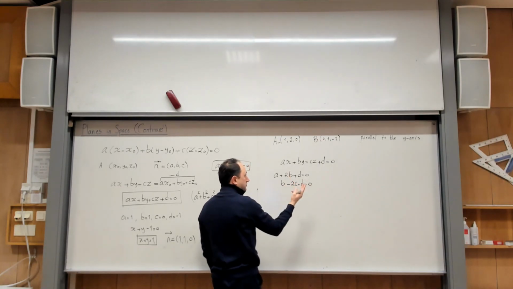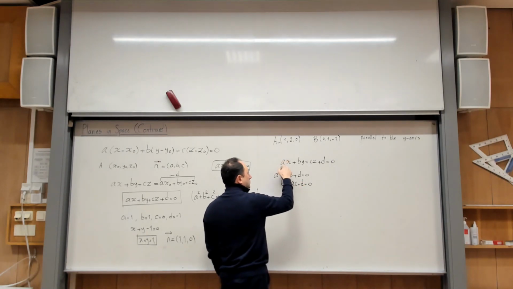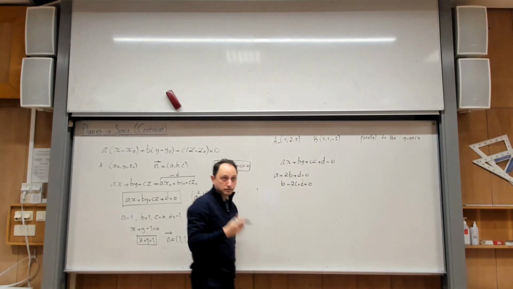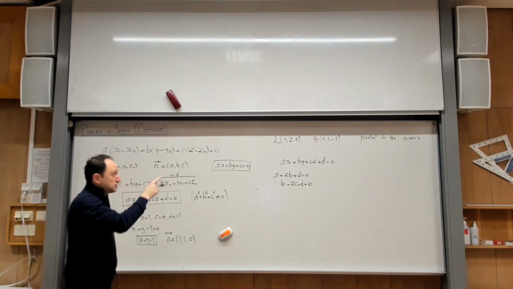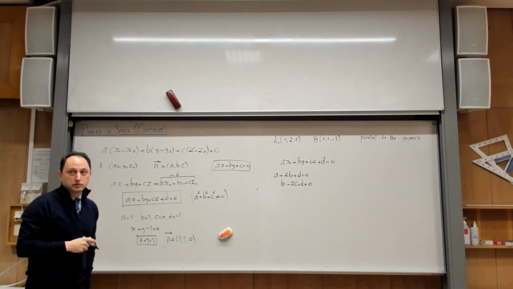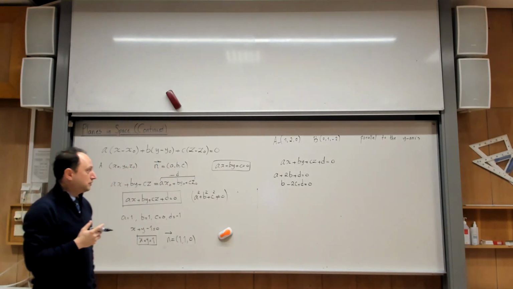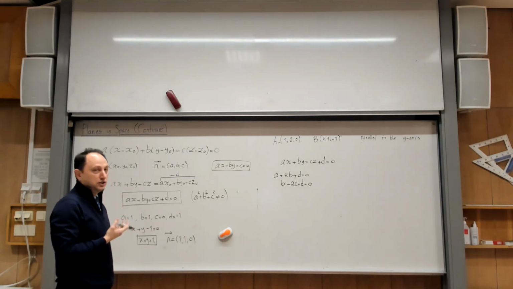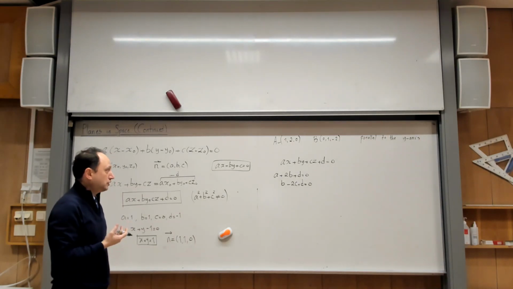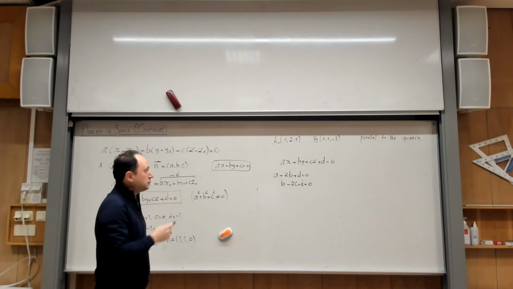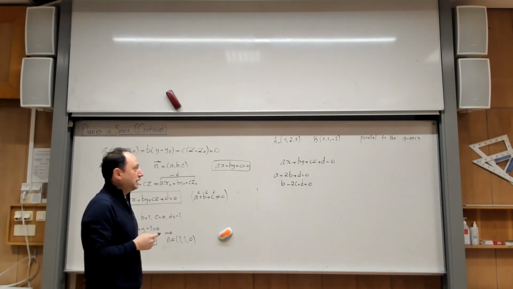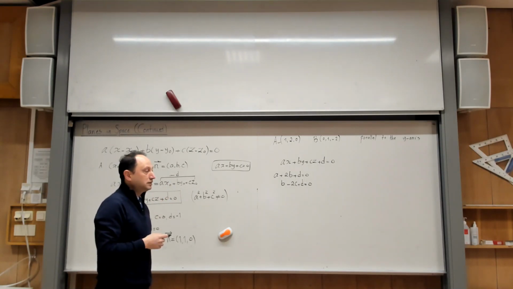So far I have 2 equations, but how many unknowns do I have in general? 4. Yes? There's also another piece of information that I want to use. In principle, how many pieces of information do you need? You need 4 pieces because you have 4 unknowns. How can I use the fact that my plane is supposed to be parallel to the y-axis?